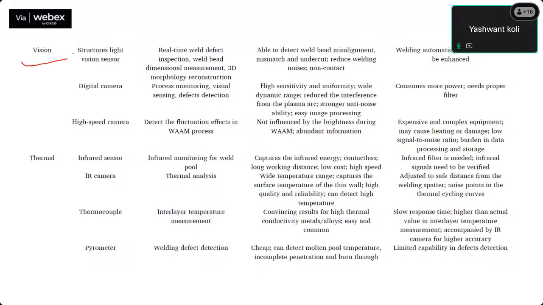Coming to vision sensors, we can have structured light vision sensors, digital cameras, and high-speed cameras that I've already told you about. Real-time defect detection can be done, and weld bead misalignment can be detected. If misalignment is there, it can be detected by structured light, along with mismatch and undercut, reducing welding noise, non-contact. These things can be done.